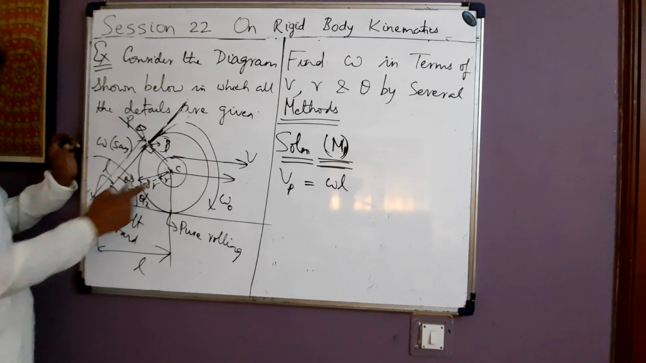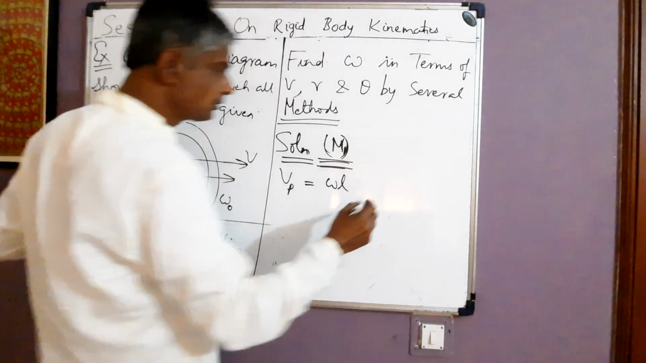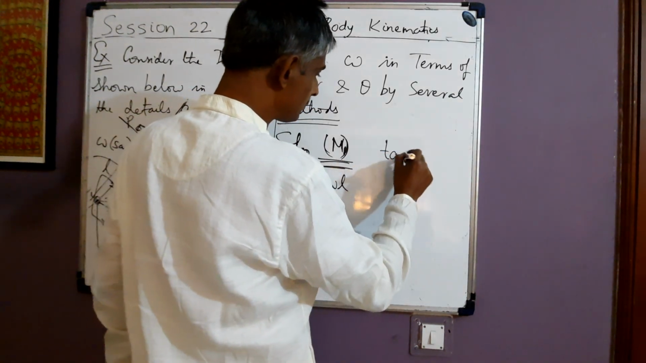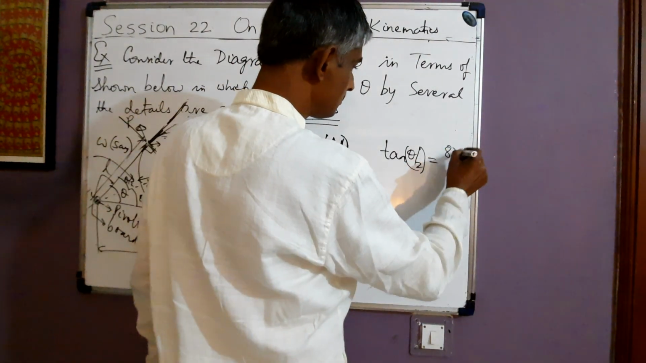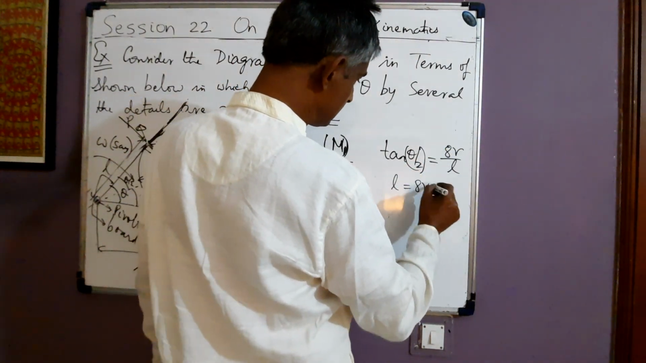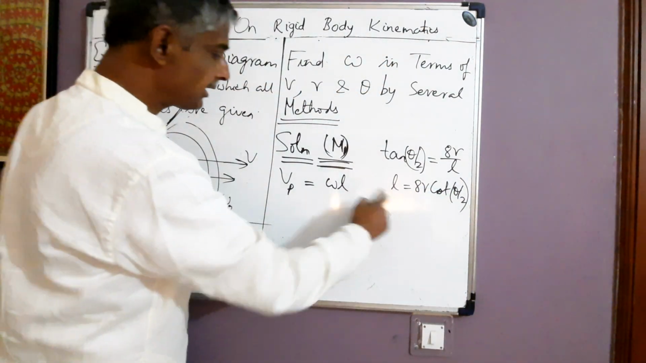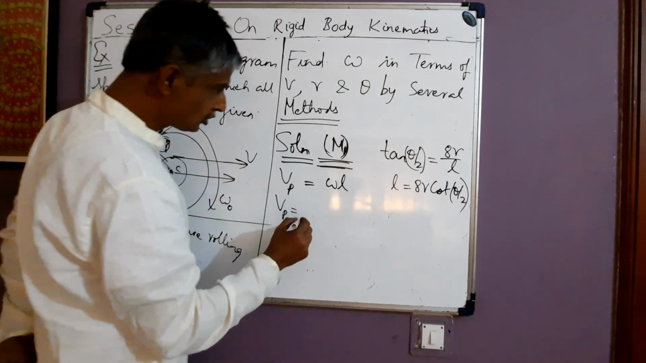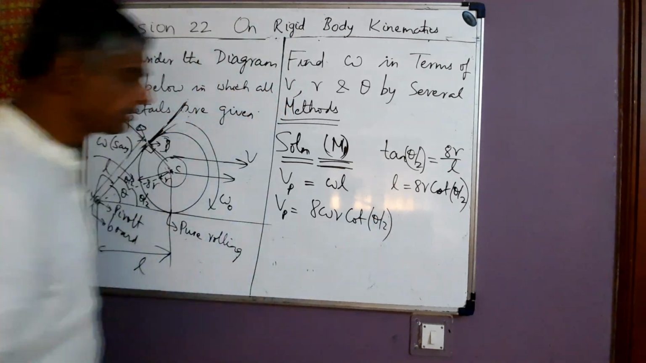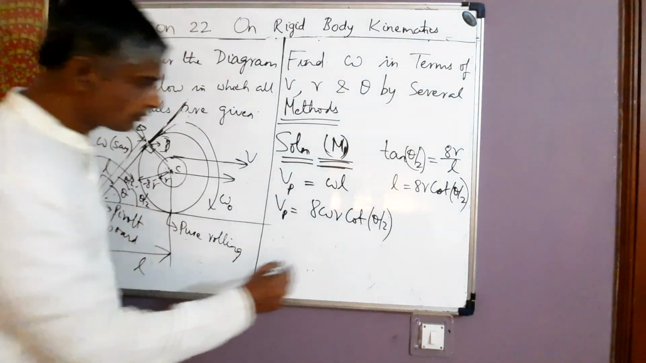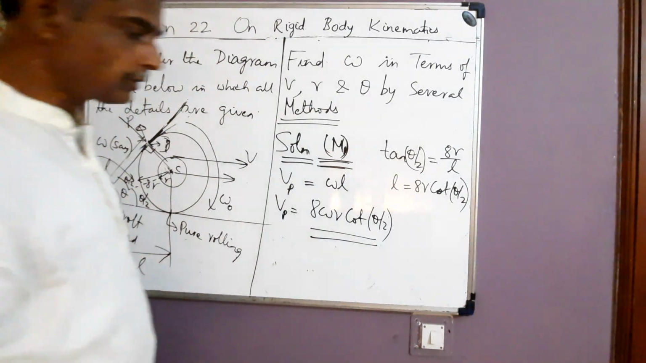Now you see, in this right angle triangle, this is 8R. From geometry, 8R by L is equal to tan theta by 2. So L becomes 8R cot theta by 2. Substituting this L here, the velocity of P becomes 8 omega R cot theta by 2. This is Vp.